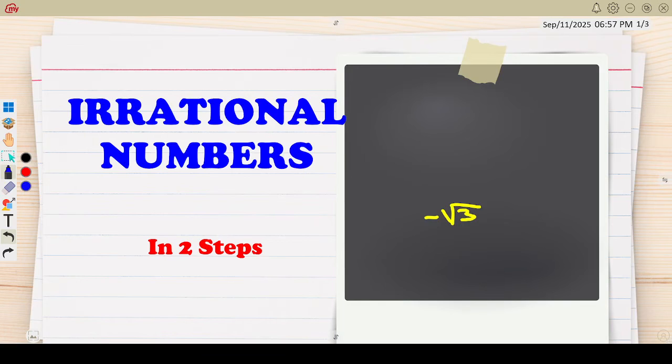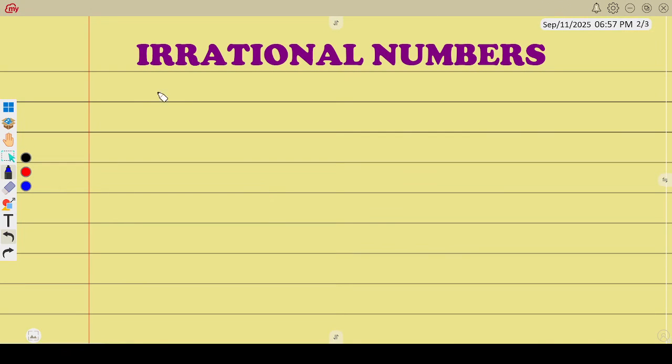Okay, so now let us go through irrational numbers, and we're going to deal with this in how many steps? Just two only. So irrational numbers, to start with, what are irrational numbers? Irrational numbers are numbers which do not end. Yeah, so these are numbers which go on and on and on. For example, the square root of 2, it goes on and on when you punch it in the calculator.